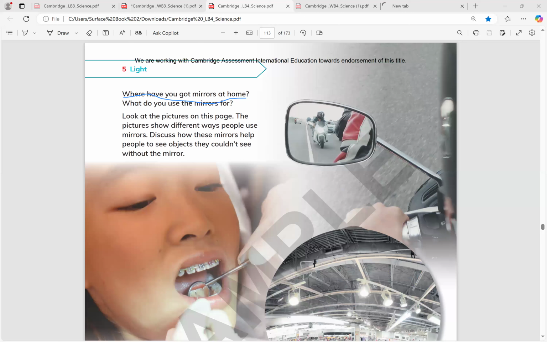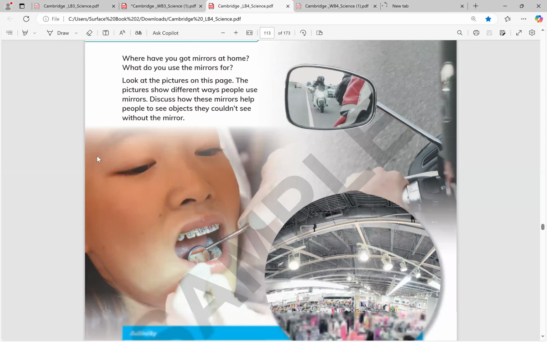In the bathroom, of course. Yep, in the bathroom you would have a mirror. And now you can see a wide range of ways that people are using mirrors. Let's see. Can anybody tell me what this person is using the mirror for?